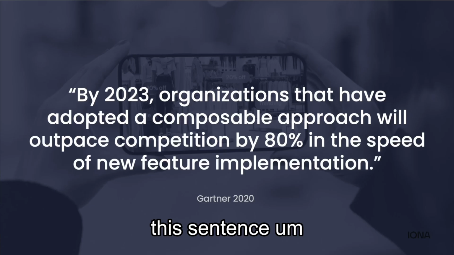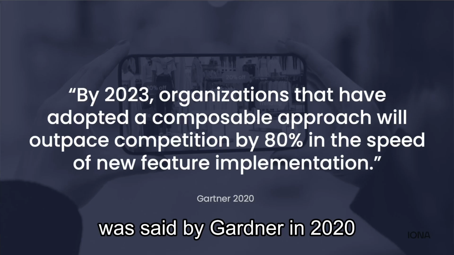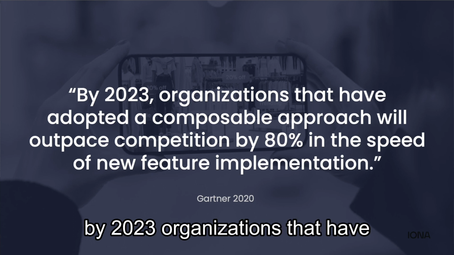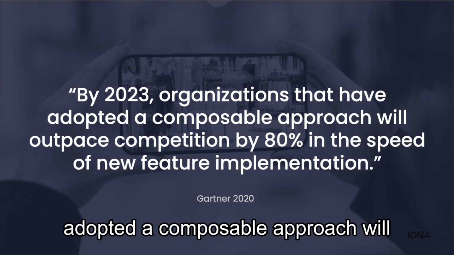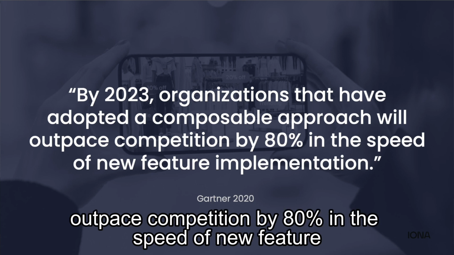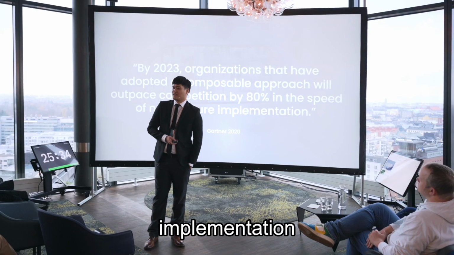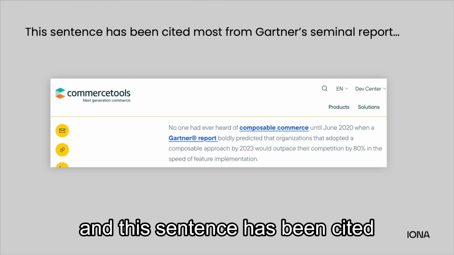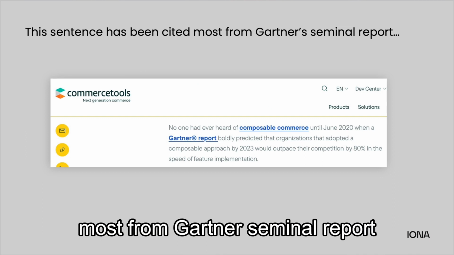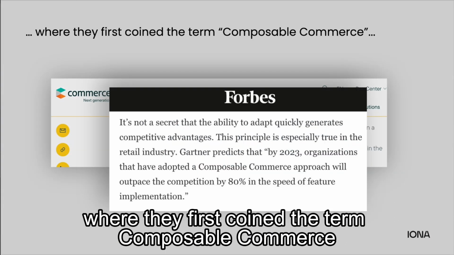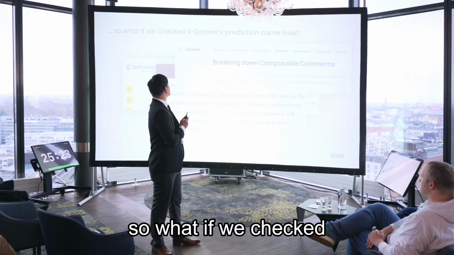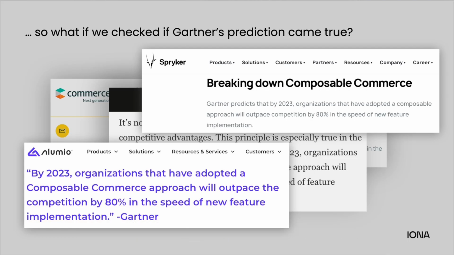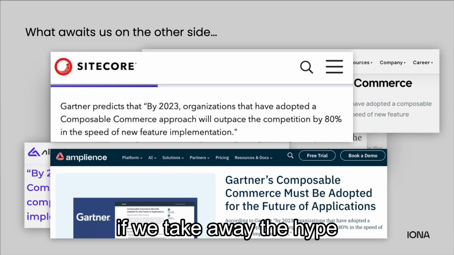This sentence was said by Gartner in 2020: By 2023, organizations that have adopted a composable approach will outpace competition by 80% in the speed of new feature implementation. And this sentence has been cited most from Gartner's seminal report, where they first coined the term composable commerce. So what if we checked if Gartner's prediction came true? What awaits us on the other side if we take away the hype?